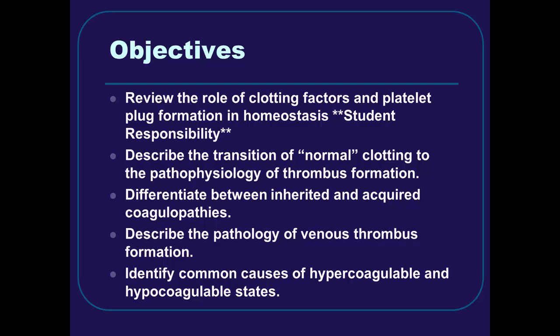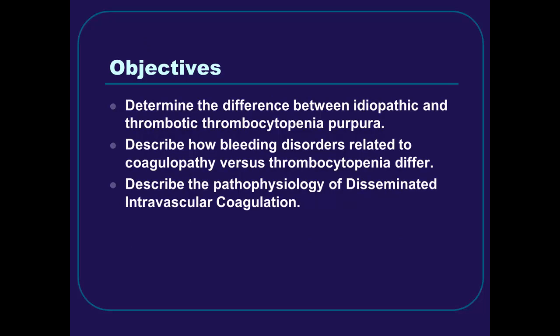Then we're going to talk about VTE, or venous thrombus formation. We'll talk about Virchow's triad. Then we'll turn our attention to some of the common causes of both hyper as well as hypocoagulable states. When we do that, we'll be able to determine the difference between idiopathic and thrombotic thrombocytopenic purpura. We'll talk about how bleeding disorders related to coagulopathy differ from thrombocytopenia.